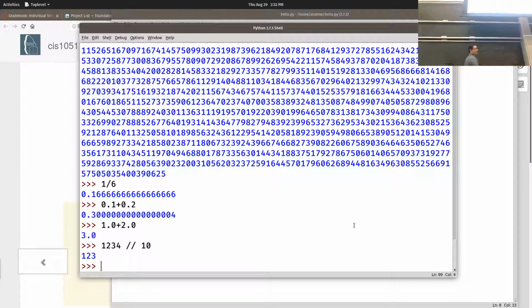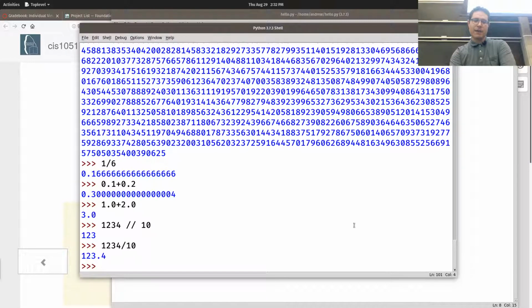So what did I get when I did this divide? I got this number, 123. This gives me the quotient in fourth grade division. In other words, this gives me integer division. So throw out everything; this is 123.4, but all I do is throw out the 0.4. Make sense to everybody?